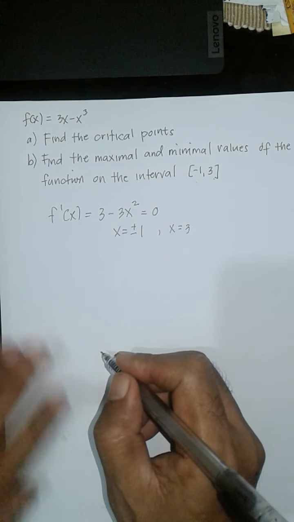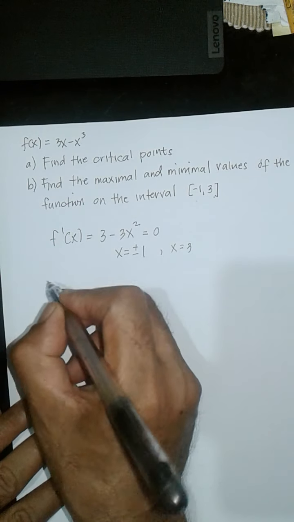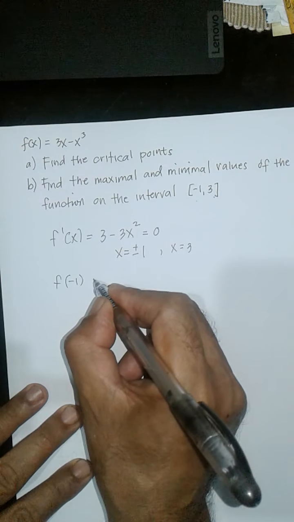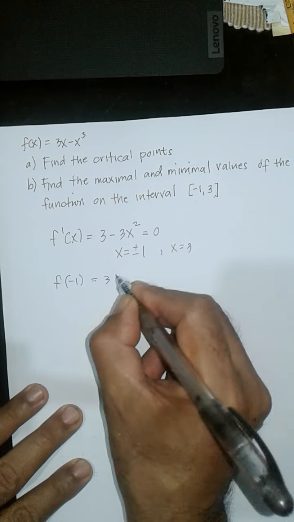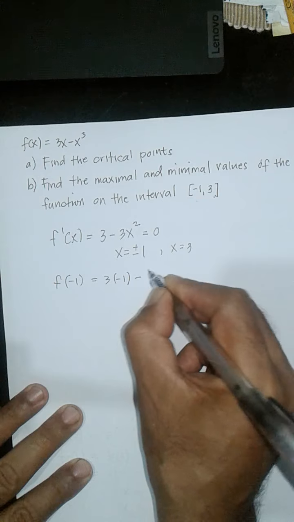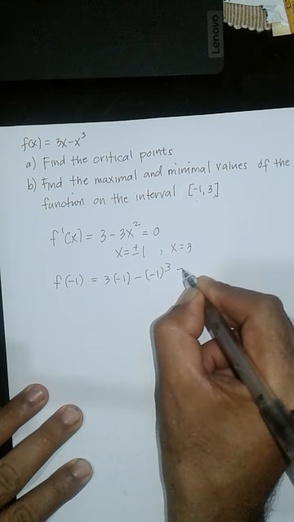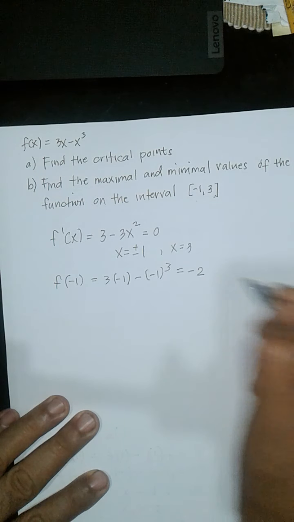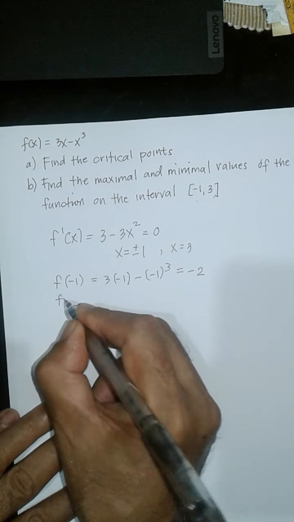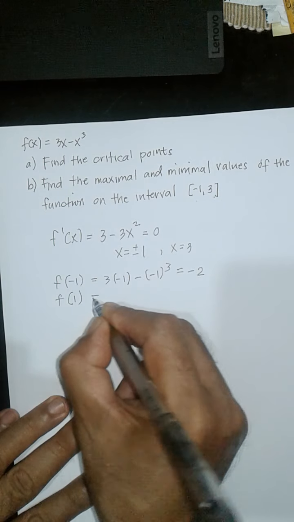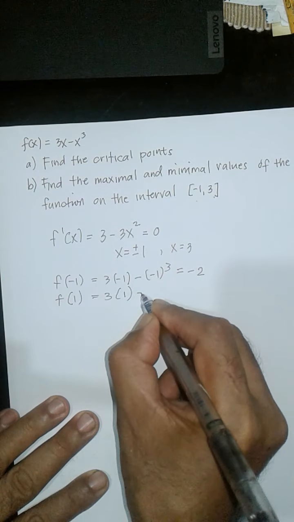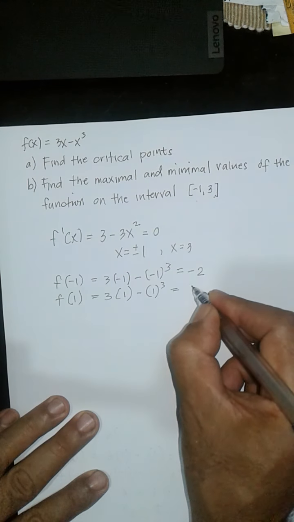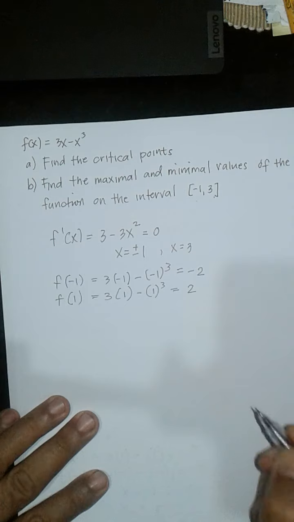So finding the values, that would be f of -1. That will turn out 3 times -1 minus -1 cubed. How much would that be? I think that will be -2. And we will do it on 1 also. That will be 3 times 1 minus 1 raised to the power of 3. I think this is just equal to 2.